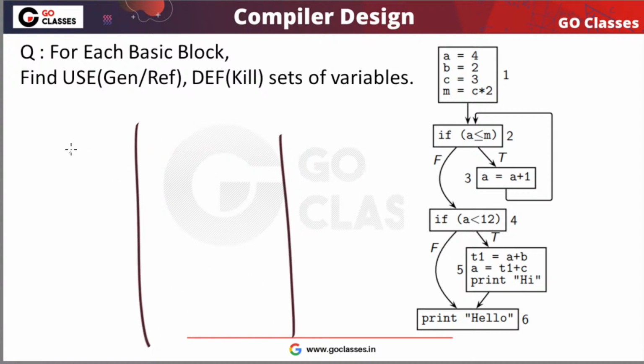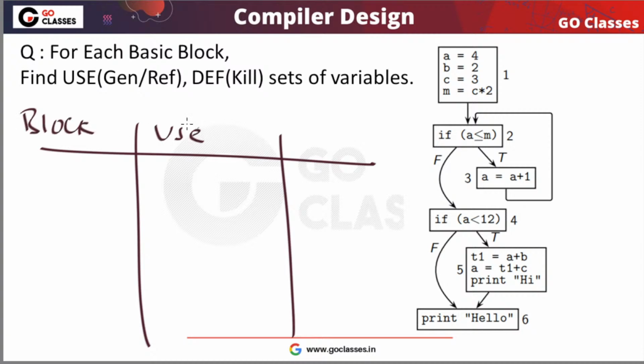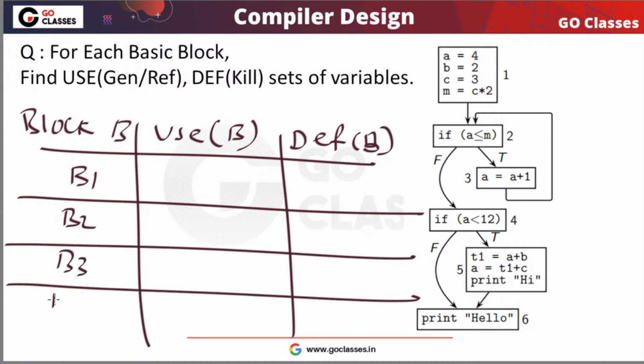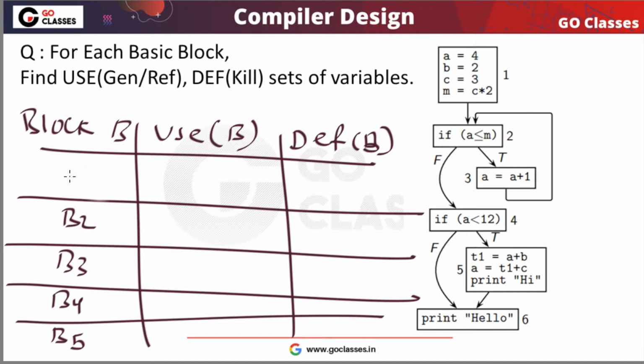Here I am writing the block, here the variables used in the block, and here the variables defined in B. So tell me, for block B1, what can you say? For B2, B3, B4, and B5, B6, what can you say?